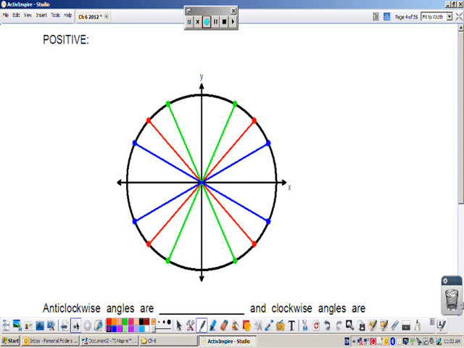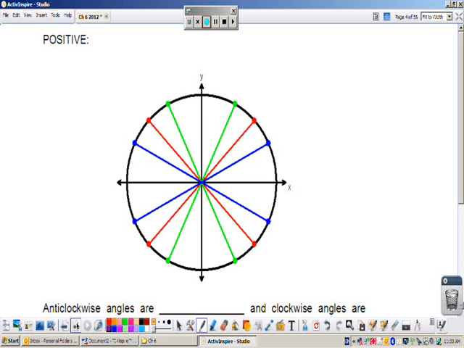So one of the most important things you need to start off by doing is recognising where your key angles are around the unit circle. And it looks like there's a lot of angles to remember, but because of the symmetry and the patterns, it's going to be really easy. So before the end of this week, you need to know all of these key angles all the way around the unit circle in radian measure.